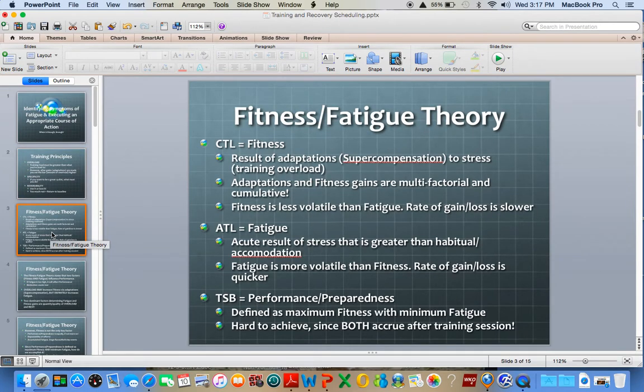So here I want to get in. I talk about fitness fatigue theory, and that these two principles are interrelated, and that as you train, fitness goes up, but so does fatigue. And I threw in some things like CTL, ATL, and TSB for those of you who use WKO and want to kind of understand that a little bit more. Although fitness fatigue theory predates CTL, ATL, TSB, all of that stuff by many, many years. So CTL, ATL, TSB was modeled after the fitness fatigue theory.